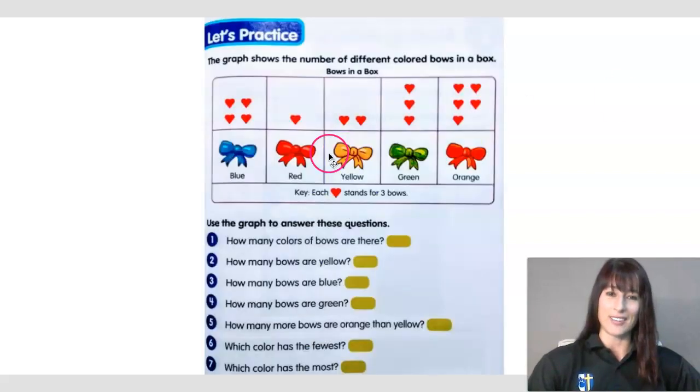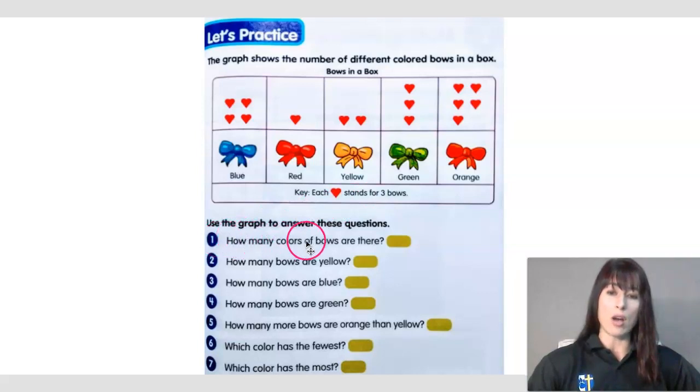Ready? Okay. Here we have a picture graph with the different numbers of different colored balls in a box. Okay, we have different balls, and now I can see the symbols that we are using are hearts, and each stands for 3 balls. Okay, so I can tell that the key is telling me that each is 3. That means I'm going to be skip counting or multiplying by 3. Great. So let's give it a try.